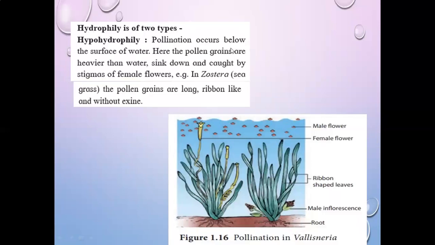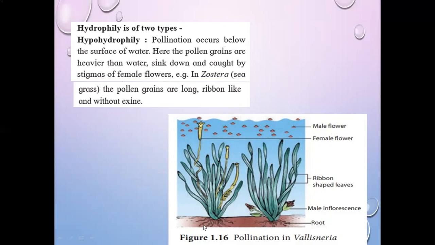Hypohydrophily. Pollination occurs below the surface of water. You should underline this. Here, the pollen grains are heavier than the water, sink down and are caught by the stigmas of female flowers. For example, Zostera, that is sea grass. The pollen grains are long, ribbon-like and without exine.